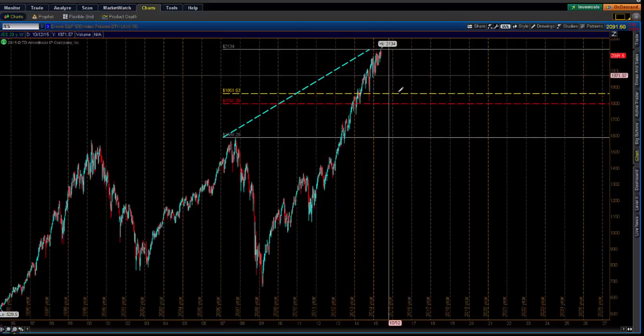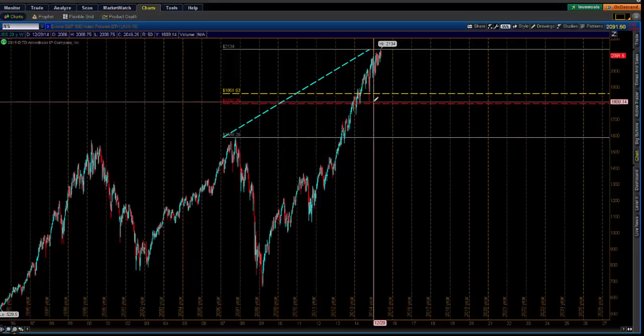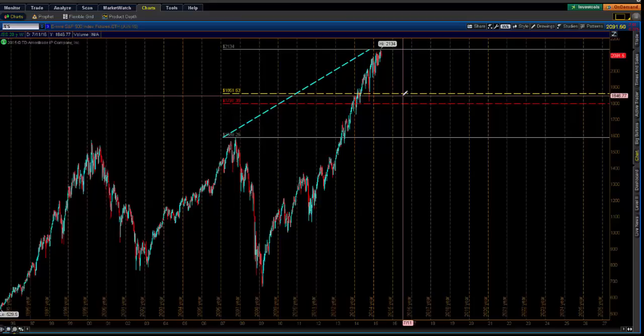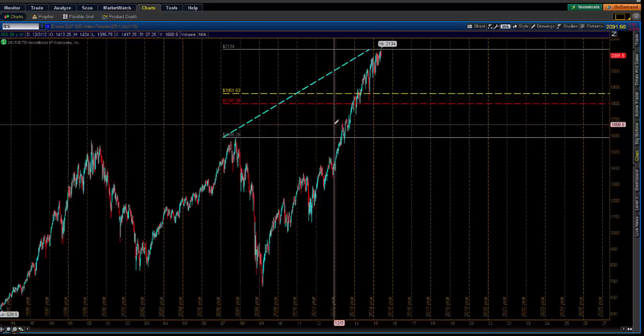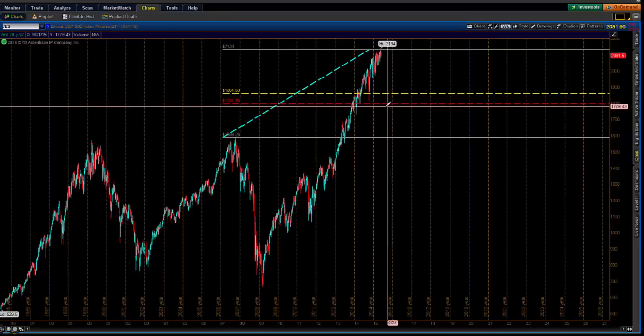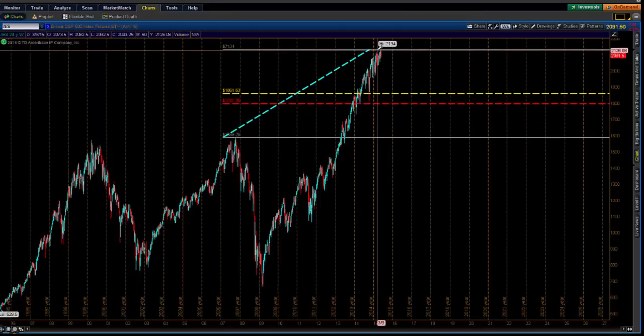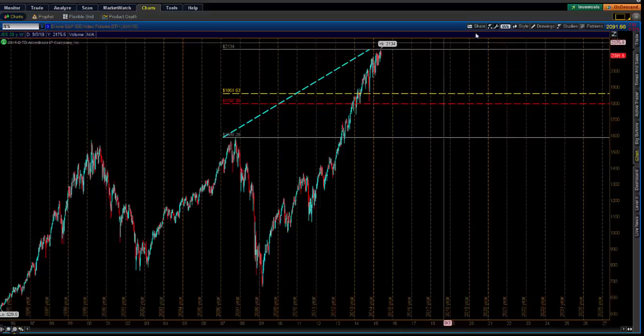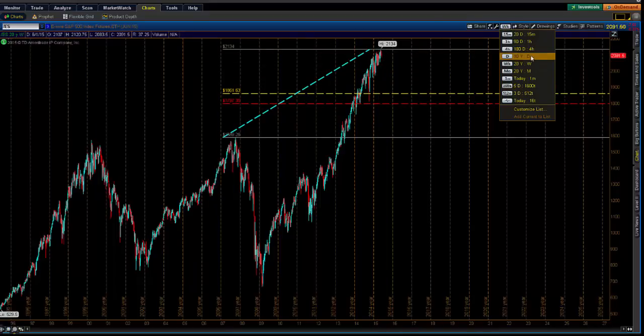Now, there is no other support down below. I don't care what any other level anybody gives you. This is your main support. And yes, I wouldn't mind taking a long down in this area. However, sell in May and go away is very alive. It's very alive. We're in June now.